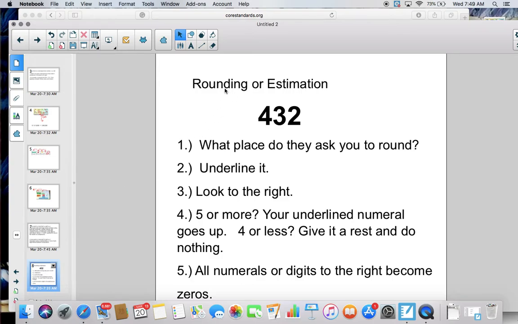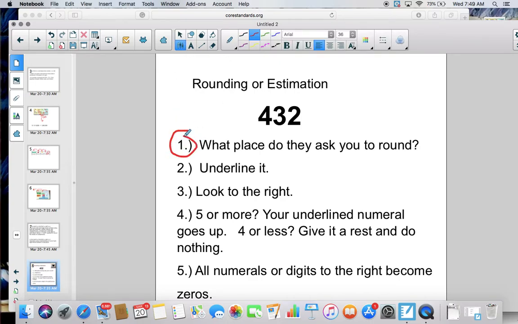Before we do that, we also want to talk about rounding or estimation. First step is always to look at what place they ask you to round. Are they asking you to round to the tens? Are they asking you to round to the hundreds? Whatever place it is, you will underline just that place. So if they say hundreds, just underline the hundreds. Then draw a little arrow, look to the right.